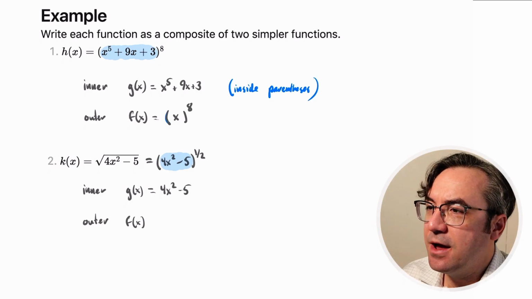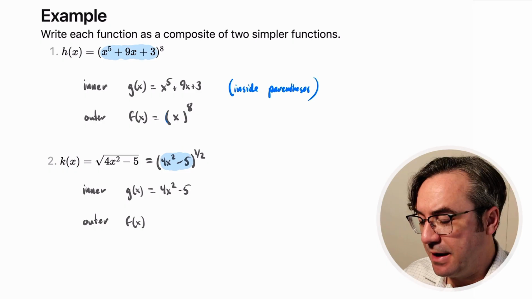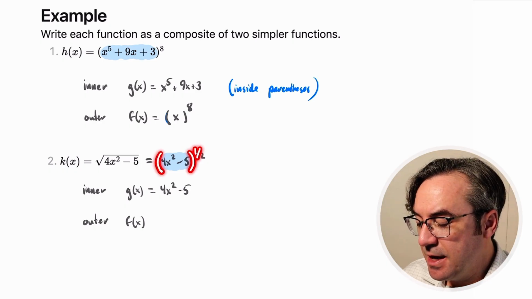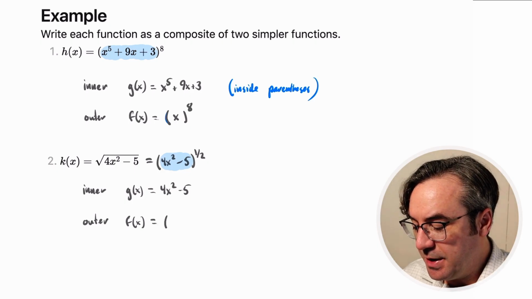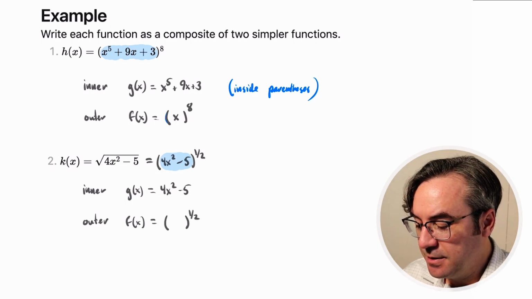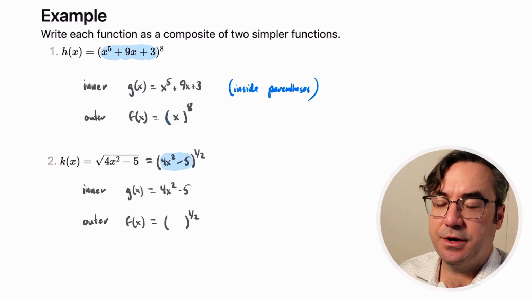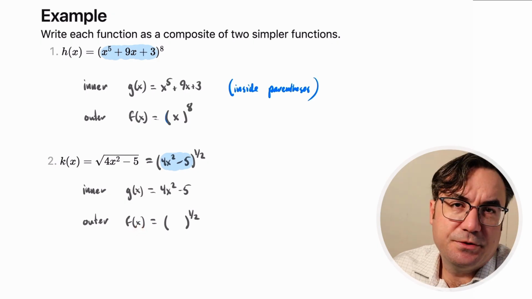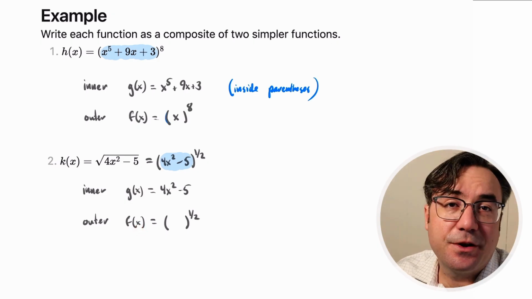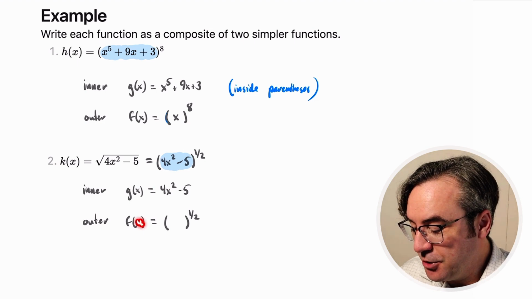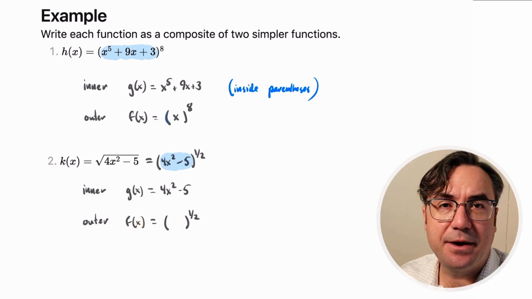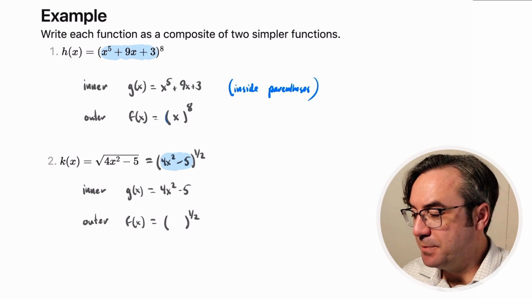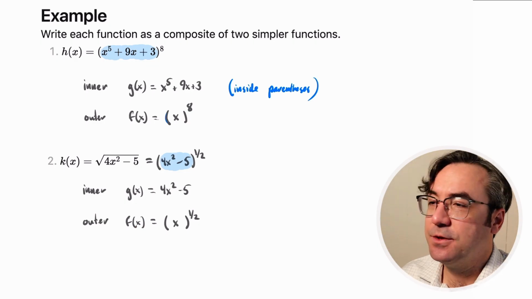And then what do we have left besides that? Well, we've got the parentheses, and then we've got this raised to the 1/2 power. So that's going to be our outer function. And then we just have to give it a variable here. So we're going to use x. You could use a different variable. If you wanted to, you could make this u. But we're going to use x. It doesn't really matter. So this will be x raised to the 1/2 power.